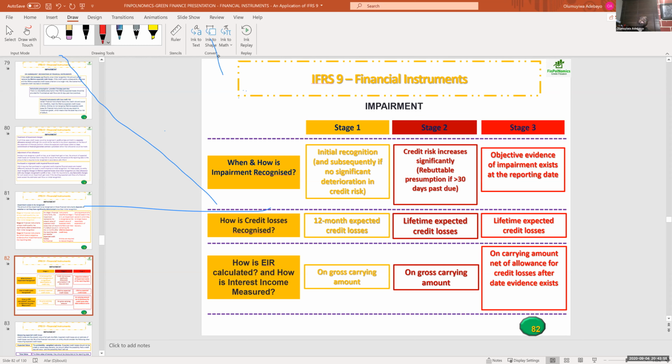In the first bucket, which is stage 1, your EIR will be your original EIR, regardless of what has happened, which means it's your EIR at the point of initial recognition. And you are going to apply it on the gross amount. The gross amount of a financial asset is before you deduct allowance for credit loss or before you deduct earlier provision for impairment. Which means you compute effective interest rate on the gross amount as if the asset has never been impaired.